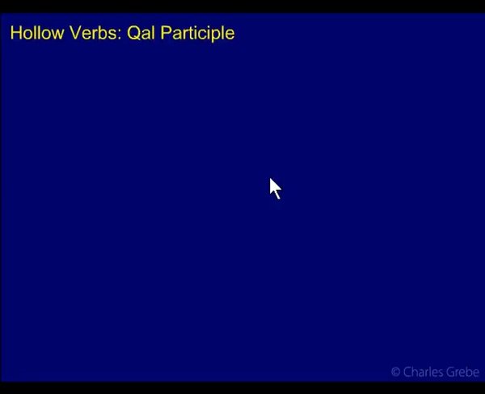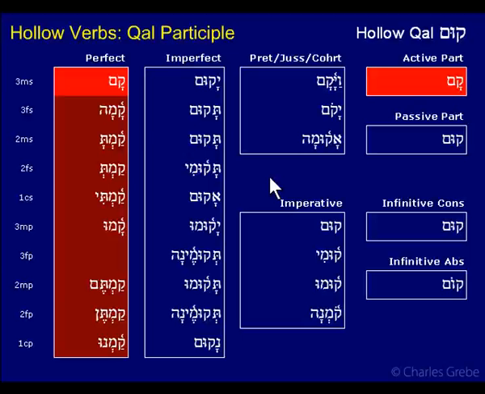Hollow verbs, Qal participle. Let's look at the Qal participle of the hollow. The first thing you notice here, because of the way I colored it, and we mentioned it before, is that the active participle and the masculine singular or the 3ms form of the perfect are identical. Now, this participle here is the masculine singular active participle, right?